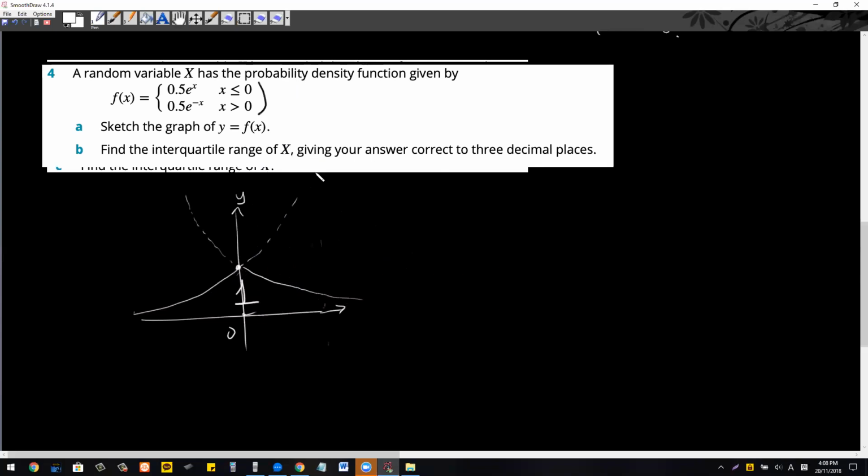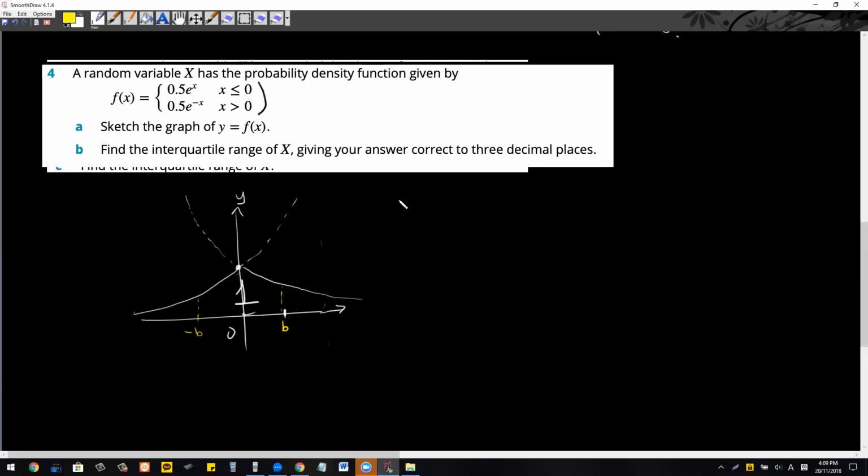So find the interquartile range of x, giving your answer correct to 3 decimal places. Which equation do we integrate in this case? Well, they look symmetrical, don't they? So I need to find this value here. If the interquartile range is from A to B, I think this will be negative B. If this is B, this will be negative B.